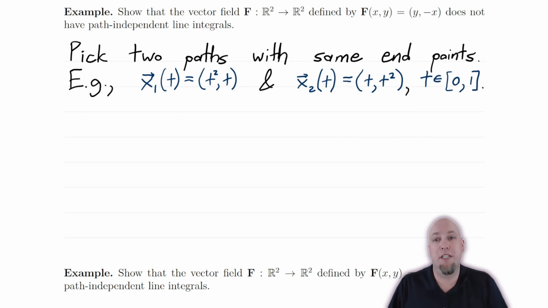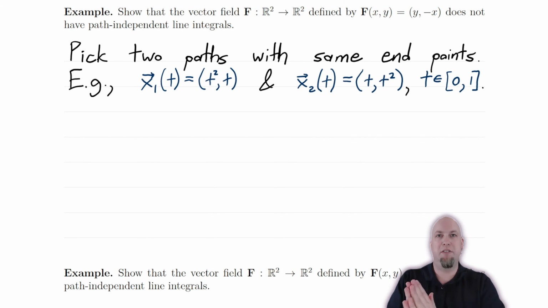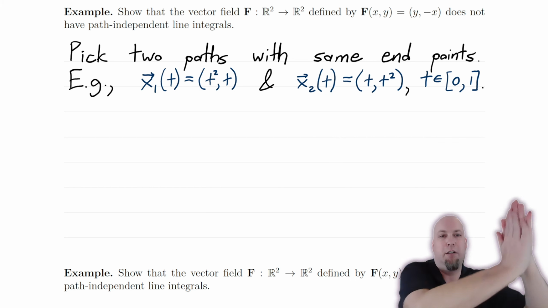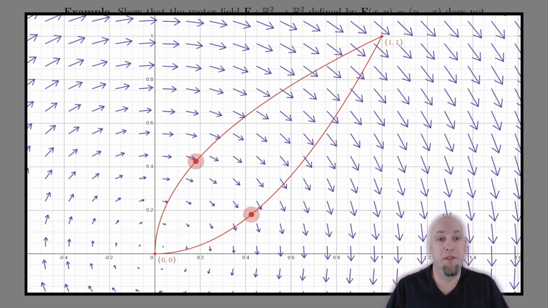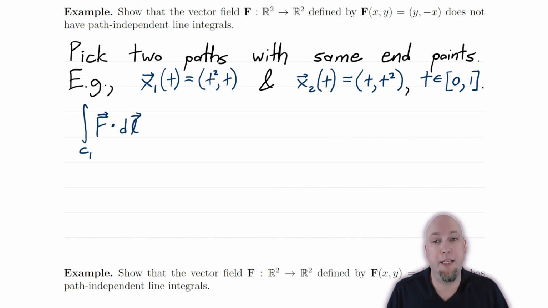So I'm just going to pick, for example, this parabolic path. This one, x1, is going to bend up above the line y equals x. And then this x2 is going to be another parabolic path, but it's going to bend down below the line y equals x. Both of them have t going from 0 to 1, so that they start at 0, 0 and end at 1, 1. And then we'll compute the integral along the curves traced out by these paths.